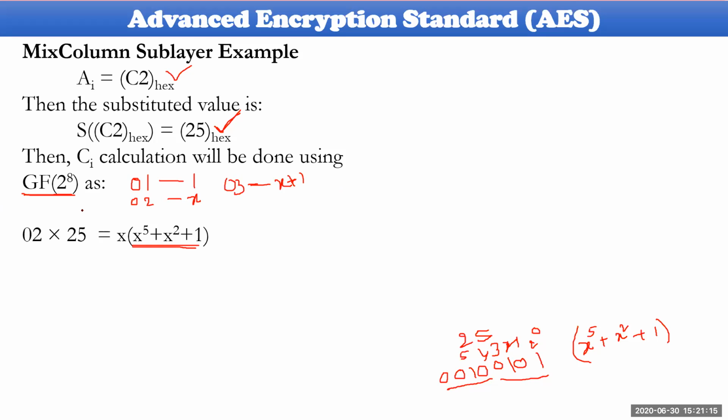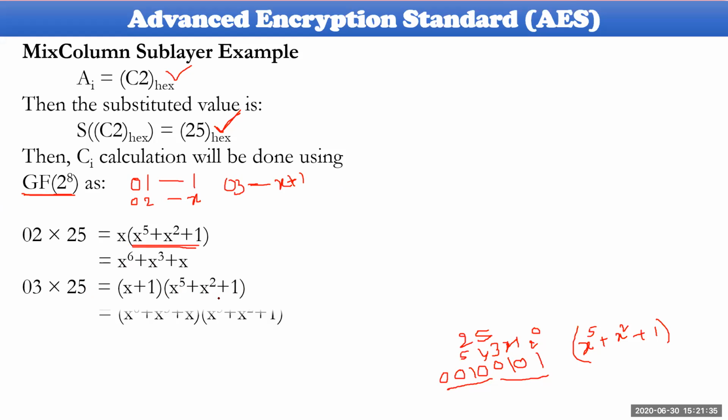Now I'd like to calculate this one here: x into x power 5, that is x power 6, then x into x square, that is x power 3, x into 1, x. We are very familiar with polynomial expressions. And then 0, 3 into 25, x plus 1 into x power 5, x power 2, and 1 here. So if you calculate this one, you get these values here.